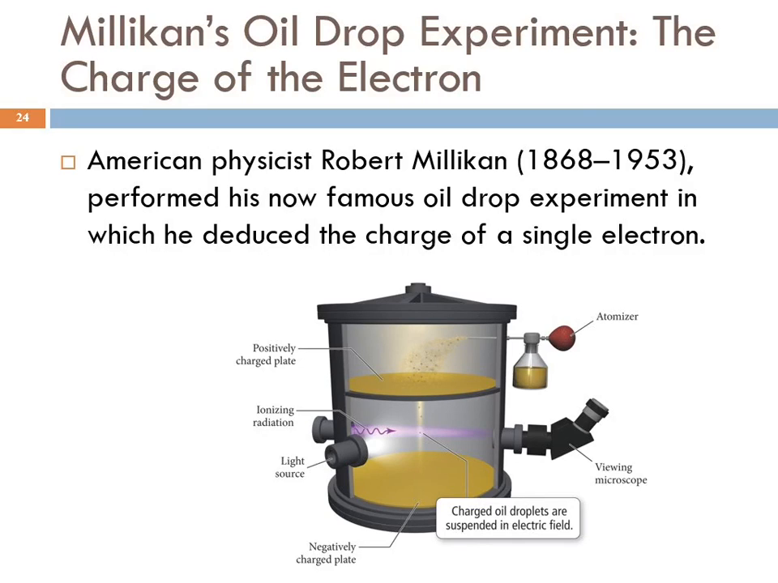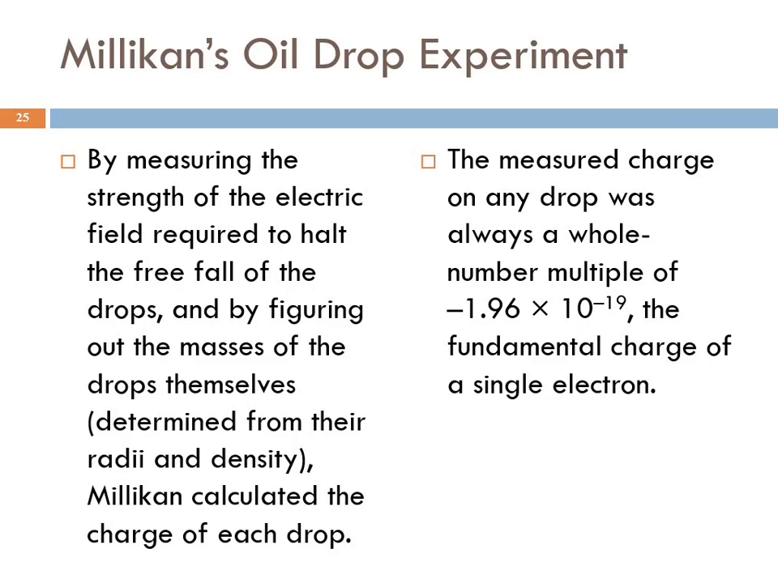Knowing the mass of the particle, the acceleration of gravity, and the electric field, they could calculate the charge on each drop. And of course, each drop had a different charge. Some of them had a +2, some 2 electrons, some -2. Some had maybe 3 electrons on them. But if you looked at them, they were all multiples of one number. And that was the fundamental charge on the electron. So that's this number. That is the fundamental charge of a single electron.